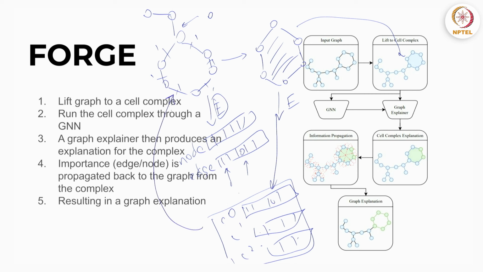This is an algorithm called information propagation. We'll describe this in future slides, but basically it's able to take these cell complex importances and transfer importance back to the underlying graph where the cells had influence. In practice, we empirically show that this results in better explanations. And we can see here that the benzene is what's explained.